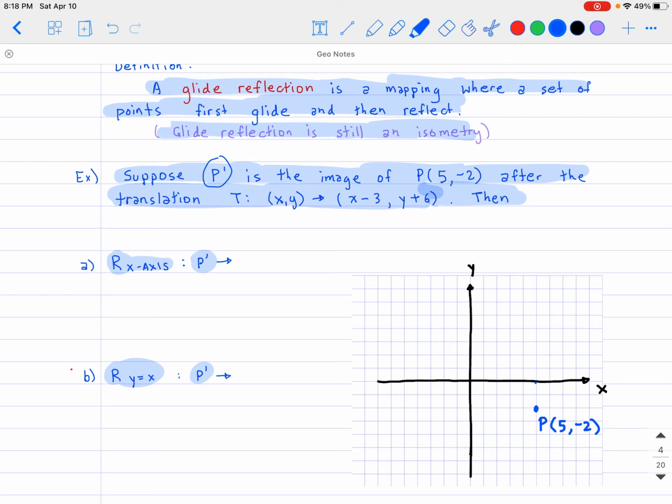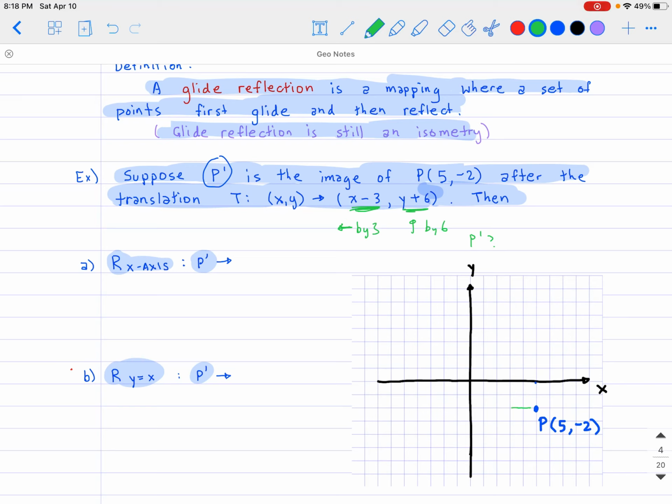All right, so I think it'll be ideal for us to find out where this point P prime is going to be located. Again, if we look at the numerical values right here, we're subtracting 3 and then we're adding 6. So the best way to look at it is we're going to go left by 3 units and then go up by 6 units. If you throw the numerical values in there, you're definitely going to get the same answer.